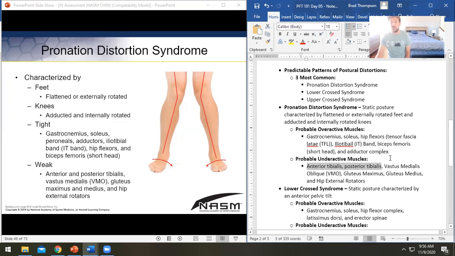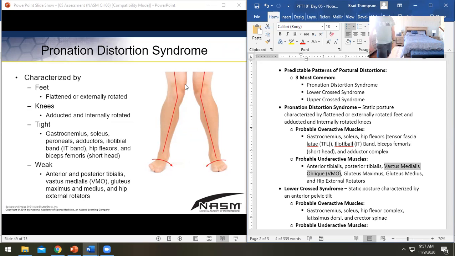So that's your anterior and posterior tibialis, right? The vastus medialis oblique, that's a quadricep muscle on the inside of your thigh. It's the teardrop, actually. If you look at your quads, you can see that bulgy one on the inside of your knee. That's your VMO, your vastus medialis oblique. It runs the whole quad here.